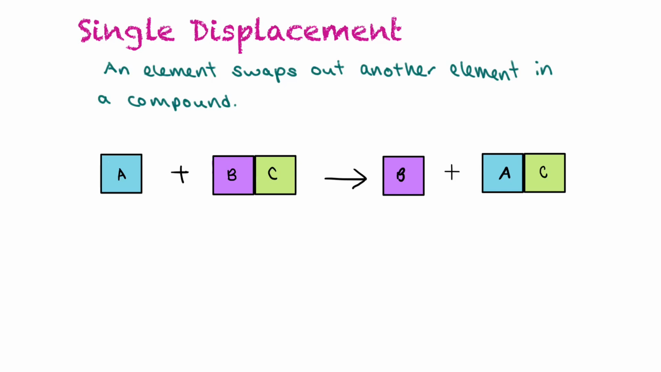An example of this could be sodium reacting with magnesium chloride. And that can form sodium chloride plus magnesium. So you can see that the sodium swapped out the magnesium in the compound. So again, we have to check to see if it's balanced.